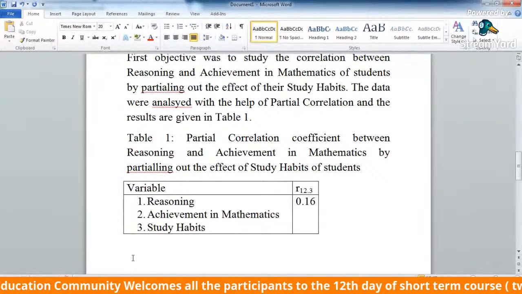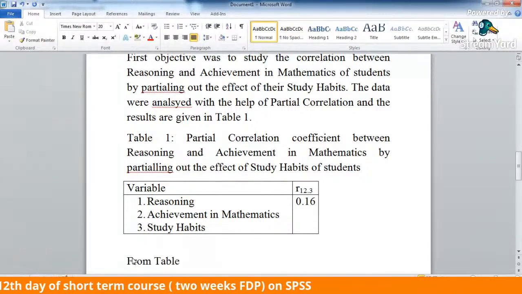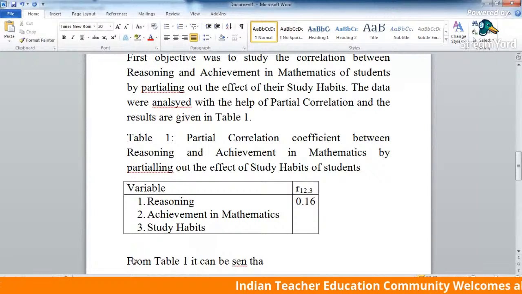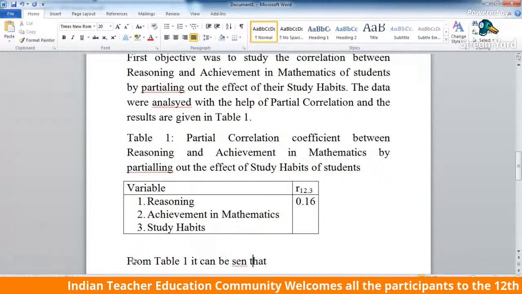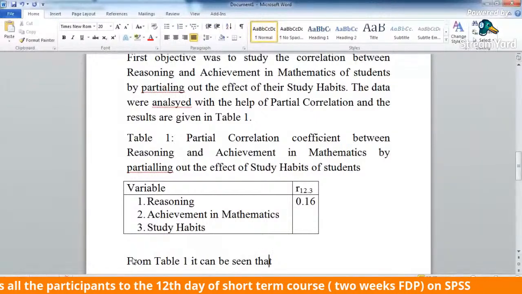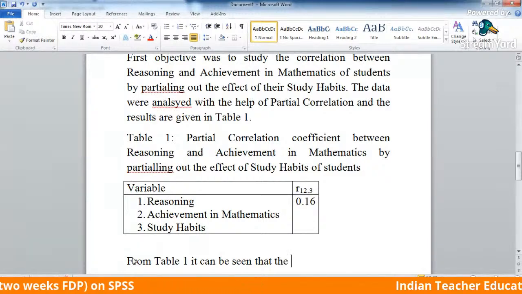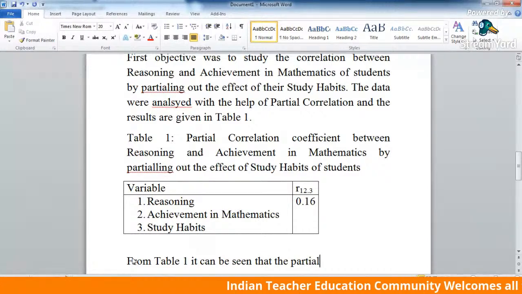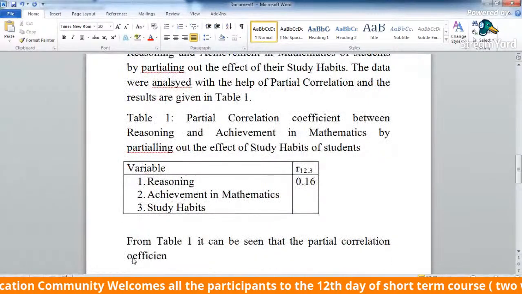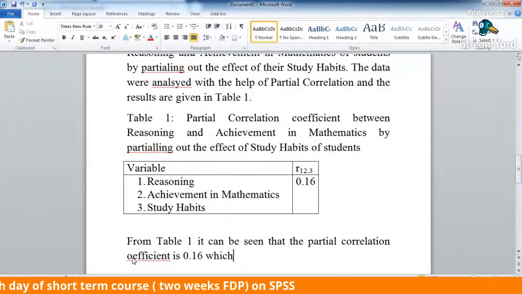And now I go ahead with the interpretation. Now from table 1, it can be seen, a few words here you can change, as I have been changing, no problem at all. From table 1, it can be seen that the partial correlation coefficient is 0.16, which is not significant.